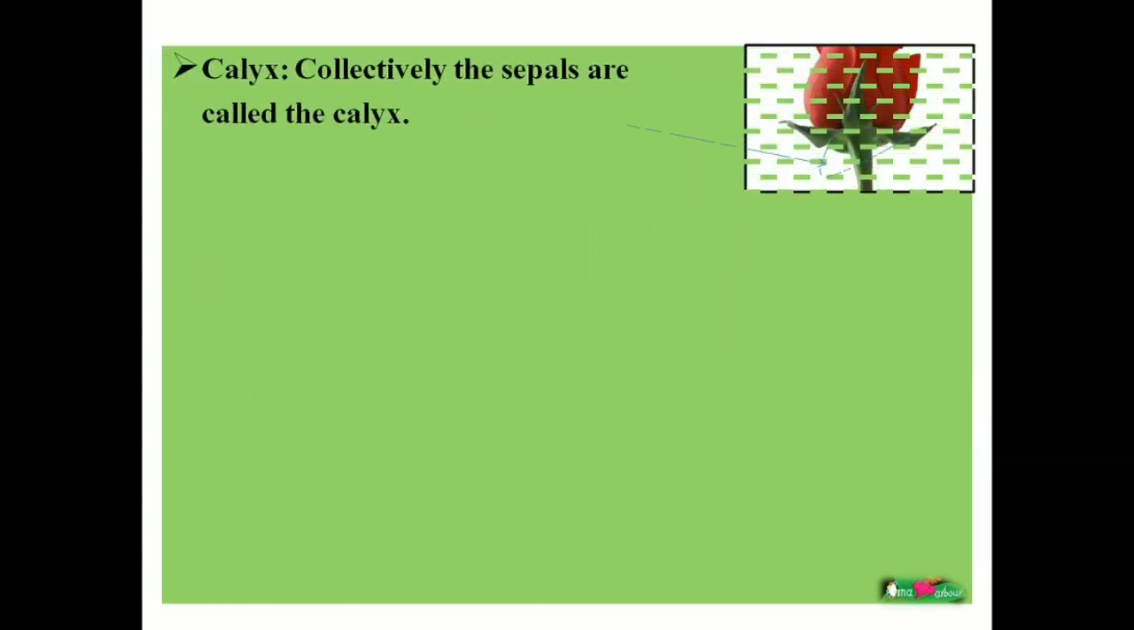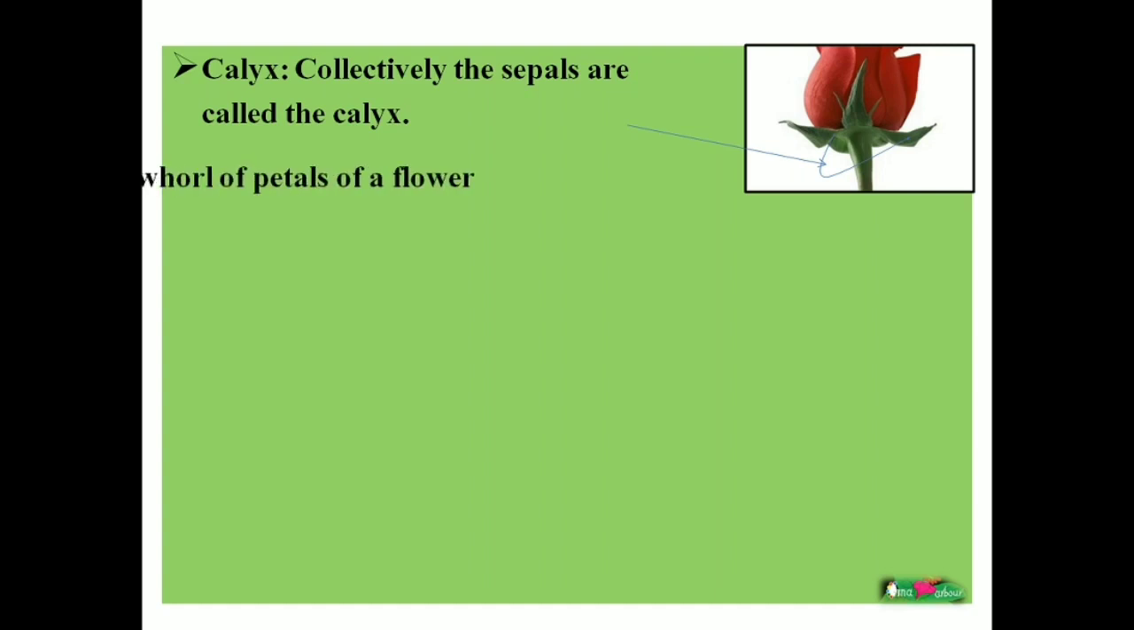Next is calyx. Here you can see in the picture one leaf-like part called a sepal, and more than one sepal together we call the calyx. The use of this calyx is that it gives a protective layer around the flower bud. Then next is corolla. The same thing is here: one part is called a petal, and all the petals collectively we call the corolla.